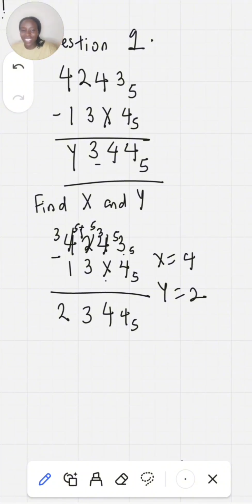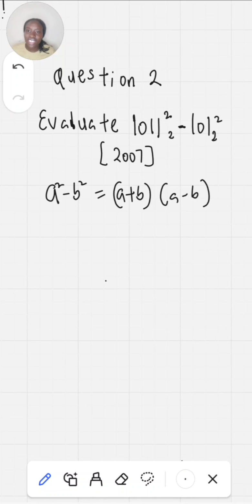Next question. Now to our second question. Evaluate 1011 base 2 squared minus 101 base 2 squared. And that's a 2007 question. Now, how do we go about it?